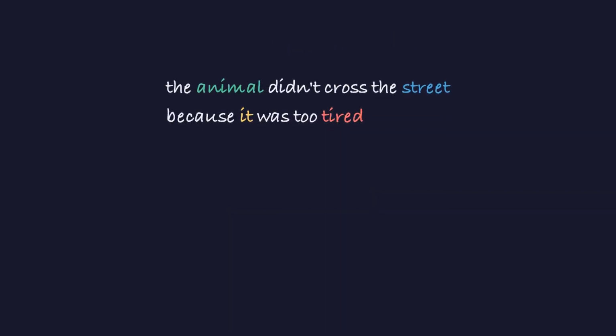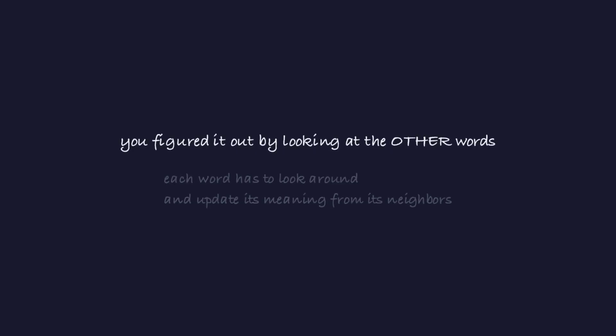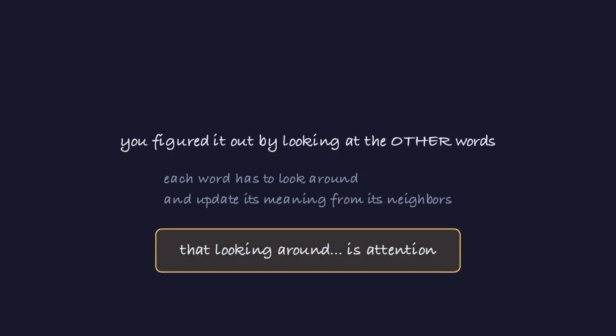Look at this sentence. The animal didn't cross the street because it was too tired. What's "it"? The animal, obviously. Now change one word: because it was too wide. Suddenly, "it" is the street. You figured that out instantly by looking at the other words. The model has to do the same thing. Each word needs to look around and update its meaning from its neighbors. That looking around is attention.